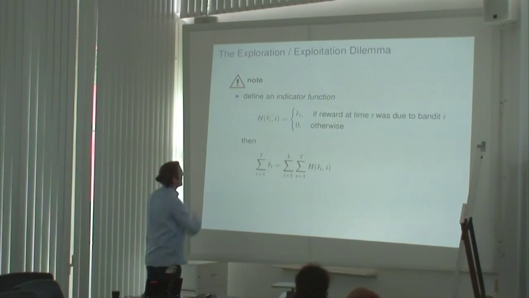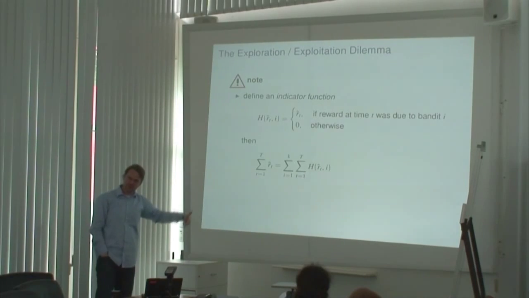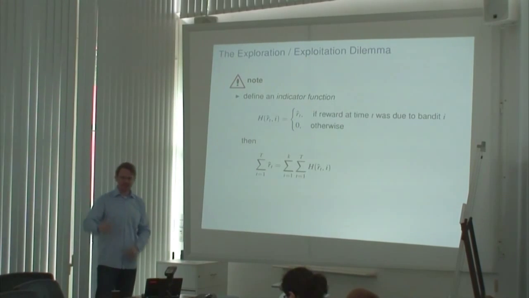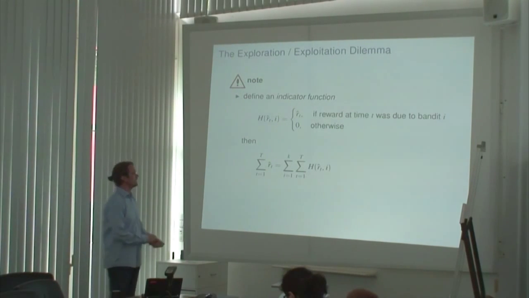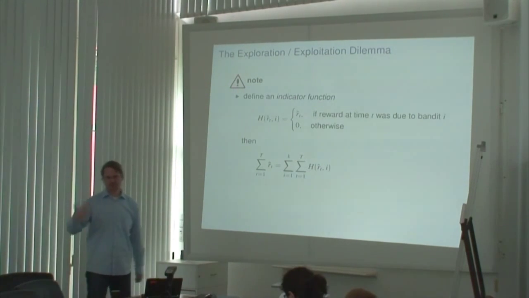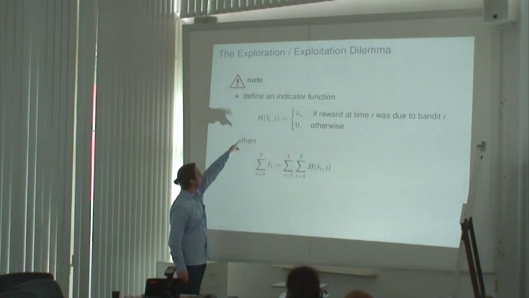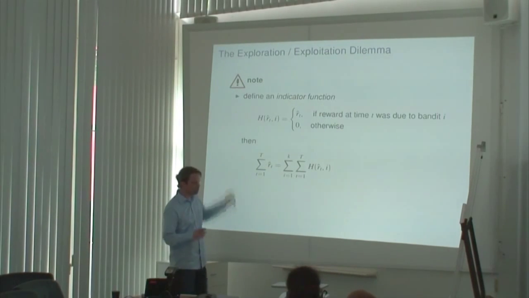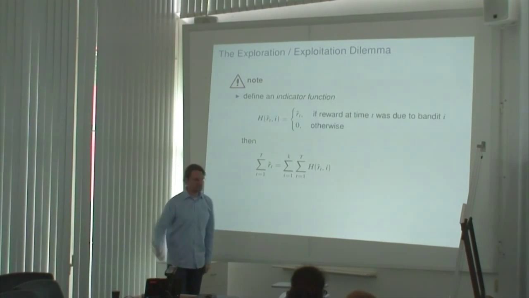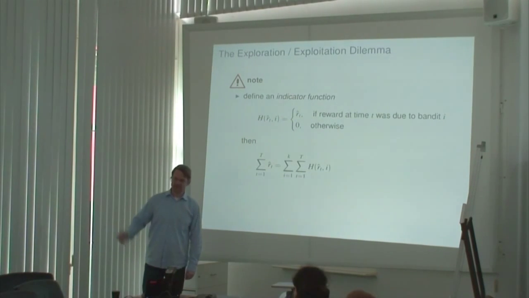So again, I'm calling it capital H. And now the two arguments are r hat at time t, that is the payoff we actually got in the round t we have been playing. And the other argument is i, that indicates the slot machine we are playing. And this indicator function, h of r hat t comma i, returns the reward r hat t if it was produced by bandit i, and it returns a zero otherwise.